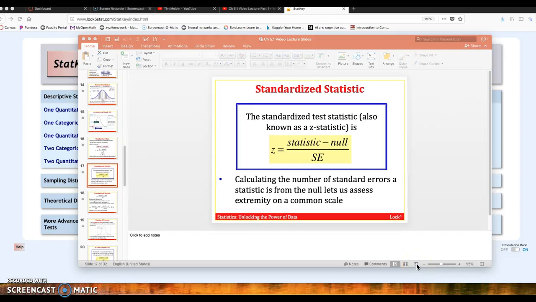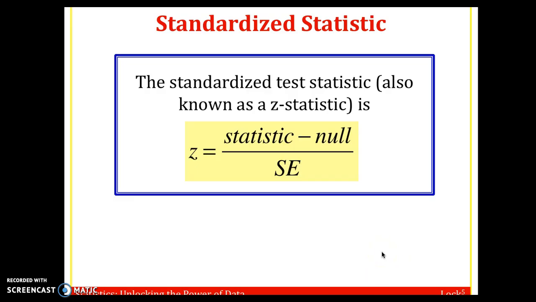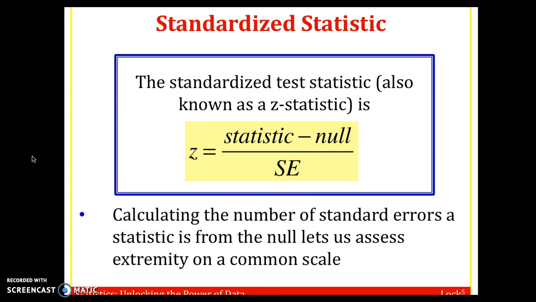Hello, in this video we're going to continue going over the chapter 5.1 lecture slides. In the last video I didn't get to finish going over the standardized statistic. This idea of a z-score standardization takes the statistic, whatever it may be, mean or proportion, you subtract the null hypothesis, whatever that may be, and then divide it by the standard error. So Z gives you the number of standard errors away from the assumed null hypothesis.